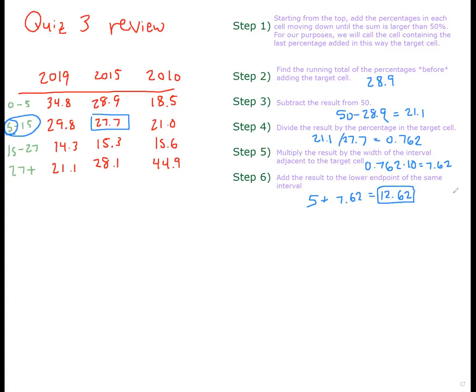Any questions on that? And then one more time. So 12.62, by the way, was your answer to, I think it was number 3. Yeah, number 3. We're going to do it one more time, but we're going to find the median for 2019.